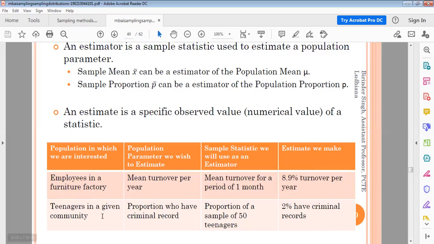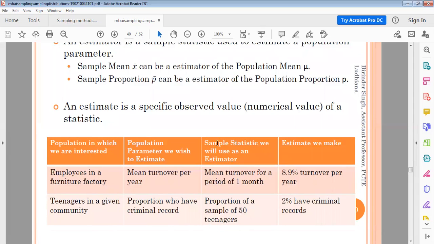Similarly, teenagers in a given community, the proportion who have a criminal record. This is the population parameter we wish to estimate. An estimator will be the proportion of a sample of 50 teenagers. We have taken just 50 teenagers, and this is the sample statistic we will use as an estimator. An estimate will be that 2% have criminal records. This is the estimate we have made.